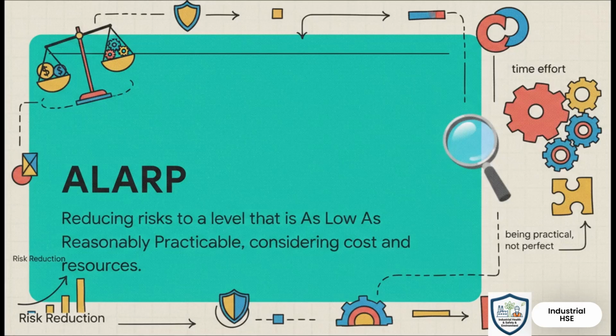And this is the ultimate balancing act. It means you keep working to reduce the risk until the cost or the time or the effort to reduce it even further is just completely out of proportion to the safety benefit you'd get. It's about being practical, not chasing an impossible perfection.